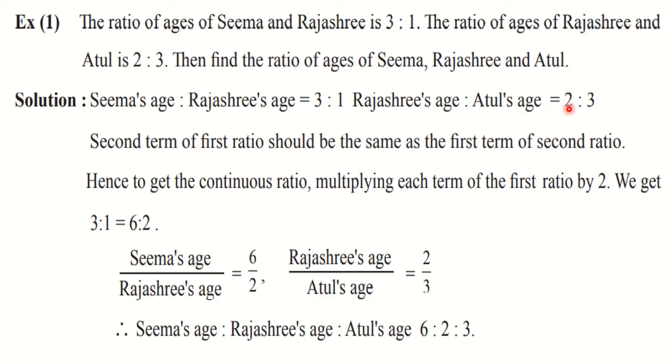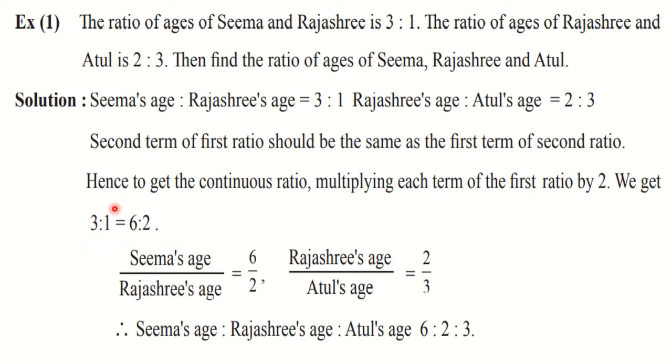We have to always go for LCM. LCM of 1 and 2 is what? 2, the least common multiple. So if we want to make it 2 here, at both the places we have to multiply by 2. As we have seen, we can multiply both the numbers by the same non-zero number. So if I am multiplying the second number by 2, I have to multiply the first number also by 2. So 3:1 I can write as 6:2.